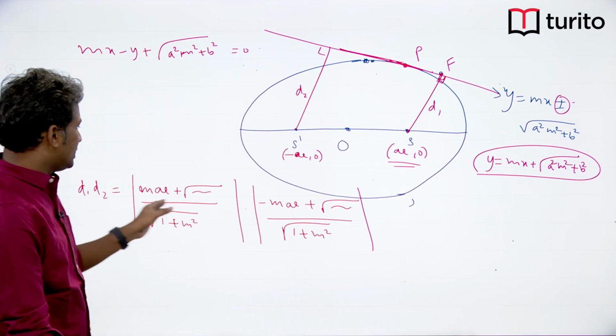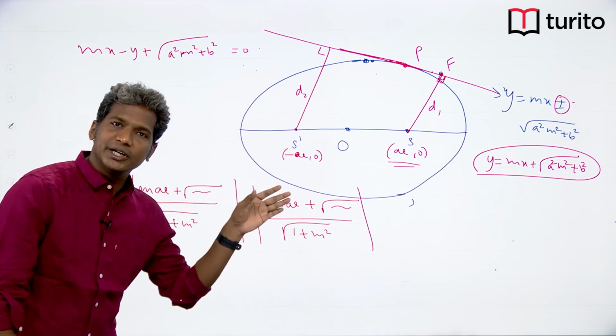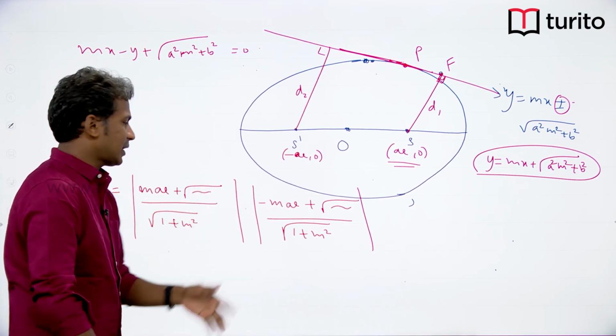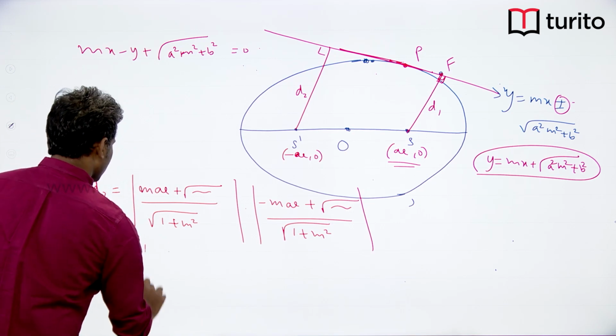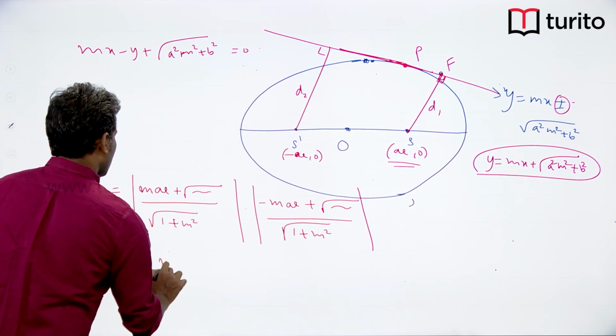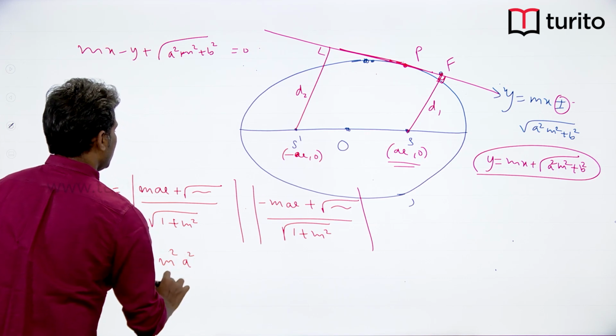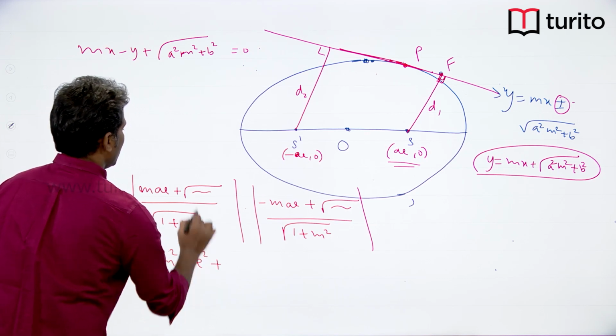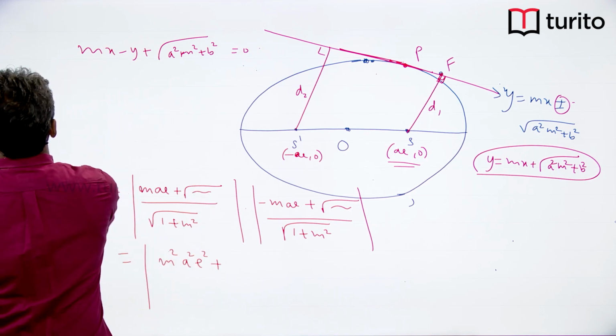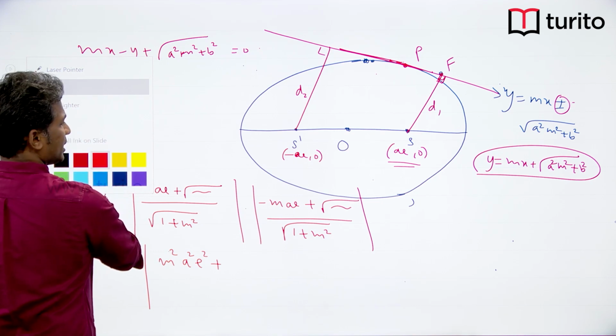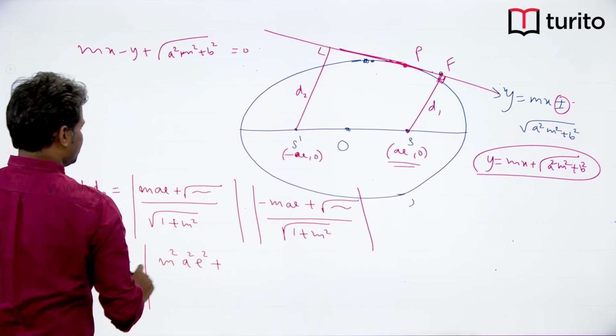Now, because these two are looking like a plus b into a minus b, we can directly multiply them. So, what do we get here? We get one single mod m square a square into e square plus, no, it should be minus because it is a square minus b square.